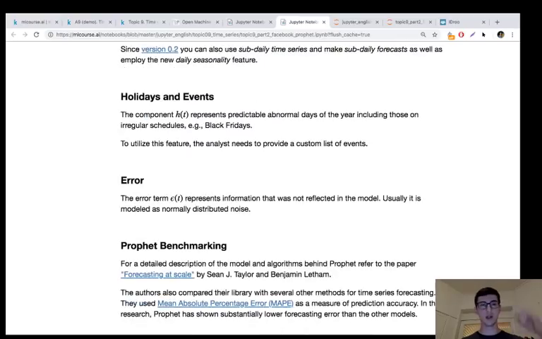Then it's convenient that Facebook has included different holidays, even some irregular holidays, some schedules, some Black Fridays, which is very handy for consumption prediction. And you can also pass your custom list of events, which is indeed very handy.